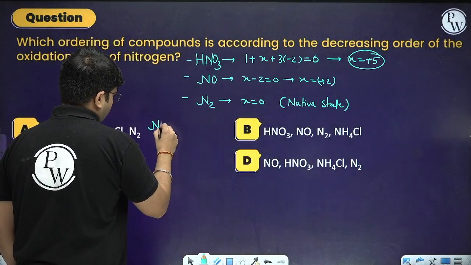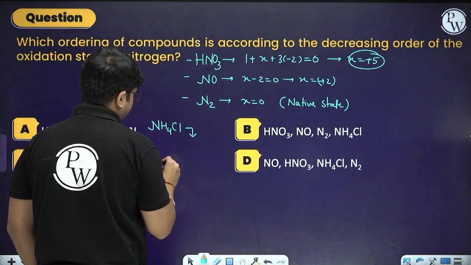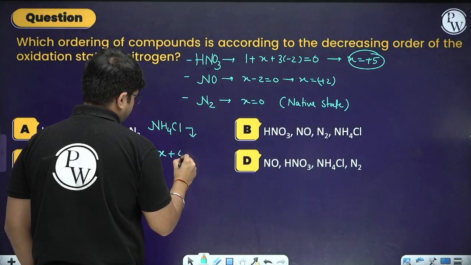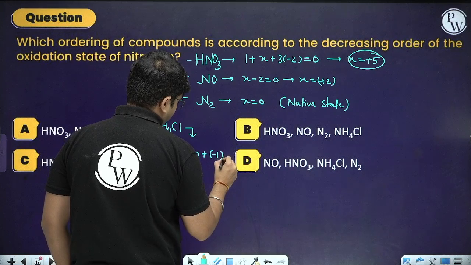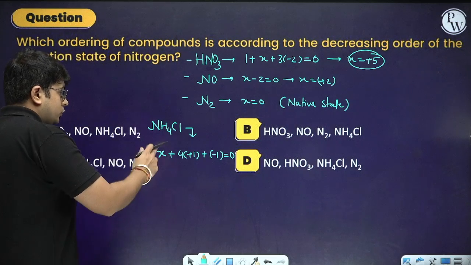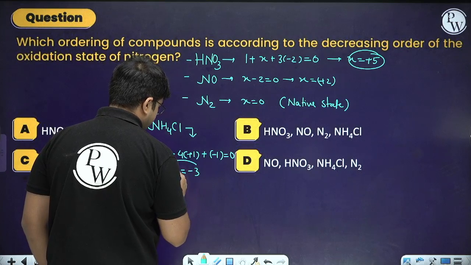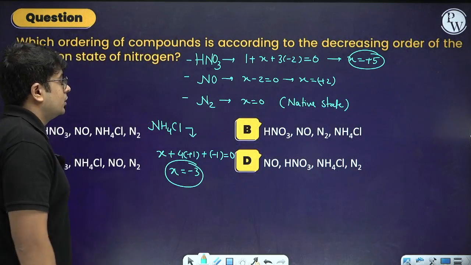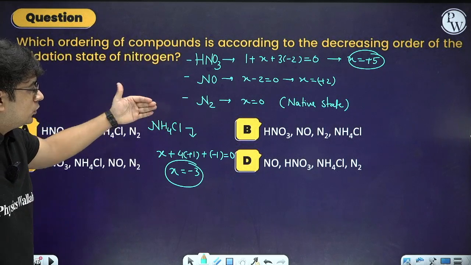In case of NH4Cl, we can say nitrogen is X plus 4 into +1 for hydrogen plus -1 for chlorine, and the entire compound is neutral, which is equal to 0. So 4 minus 1 is +3, and X will be equal to -3. So the decreasing order should be HNO3, NO, N2 and NH4Cl.